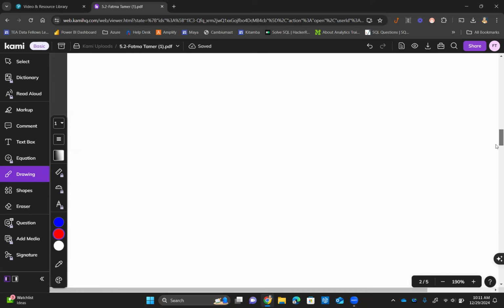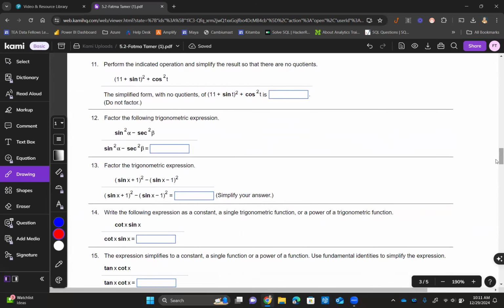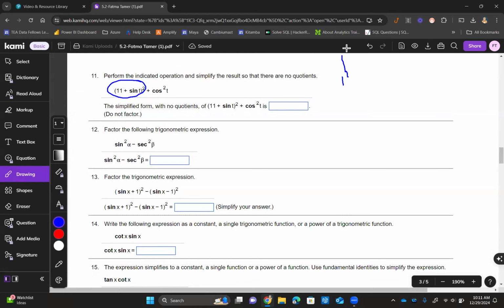For question 11, it's a similar simplification. We want to simplify this expression, and the direction says to give the simplified form with no quotients. And then we're going to just try to simplify this as much as we can. This one, 11 plus sine theta to the second power. You're very welcome to write them next to each other and FOIL them, but I'm going to use a shortcut. The shortcut says that I can just square the 11, which will give me 121.